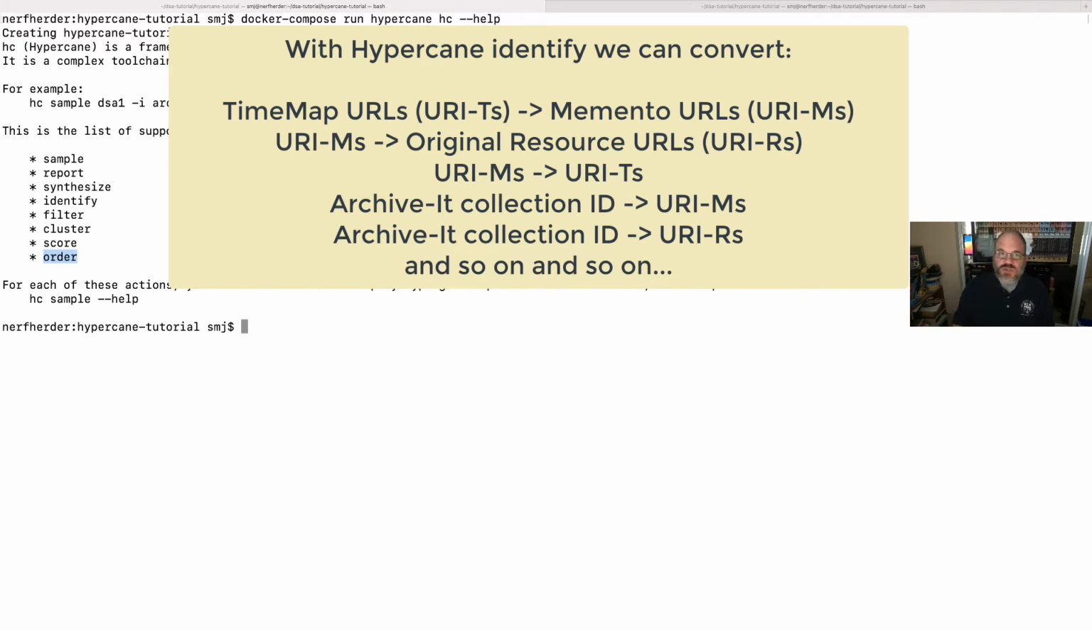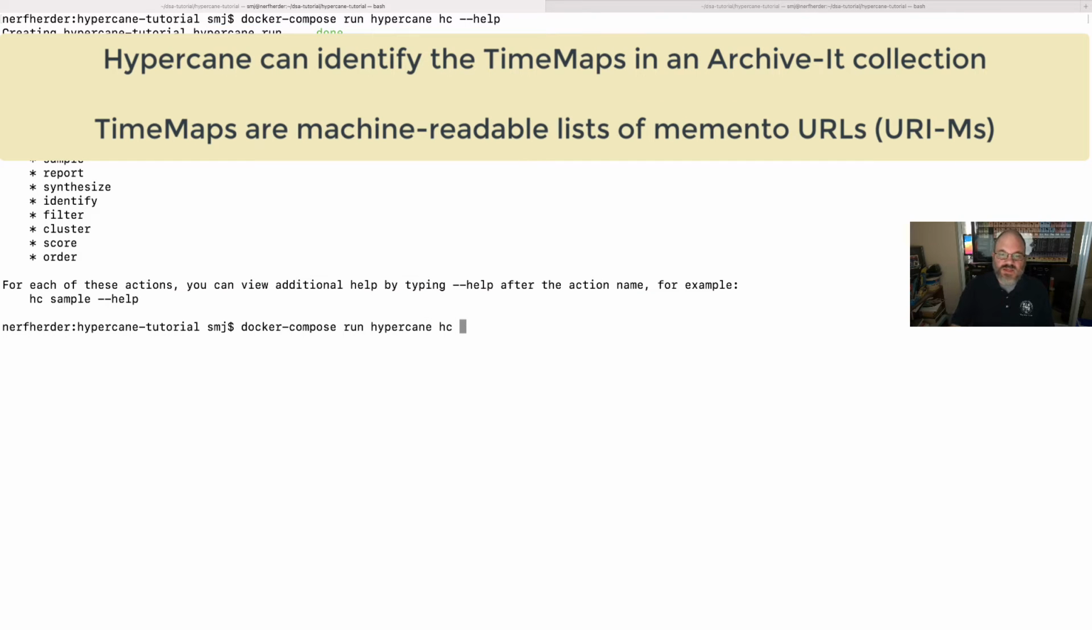One of the other things that you can do with it is you can specify an archival collection as an input. So docker-compose run hypercane hc, and we're going to use the identify command here.